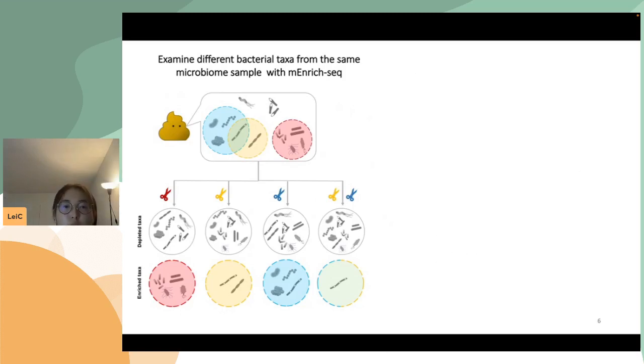So that leads us to the core idea of mEnrich-seq. For a given microbiome sample here, the bacteria that share the same methylation patterns are circled in one color here. And some bacteria may share multiple methylation patterns, so they can be covered by 2 different colors here. The scissors here represent all the restriction enzymes. When using the right restriction enzyme on the microbiome sample, the background DNA can be largely depleted while leaving the bacteria in the red circle intact.